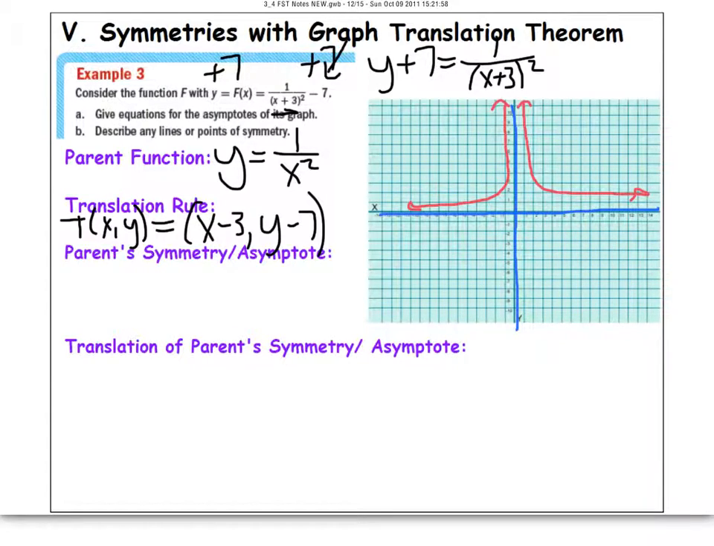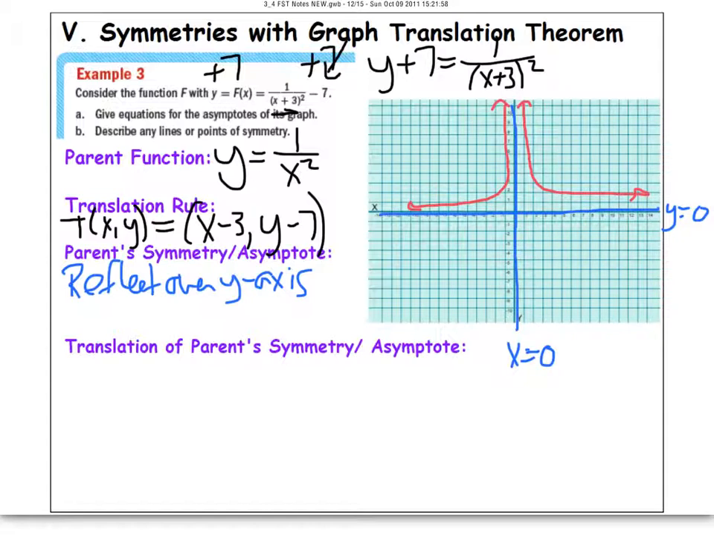Okay. Second part, they want us to state the parent's symmetry and the asymptotes. Well, the parent function is here. The symmetry on this one is it does reflect over the y-axis, and that's where it happens. And then state the asymptotes. I'm just going to write the equations here. This is y equals 0, and this one here is x equals 0.